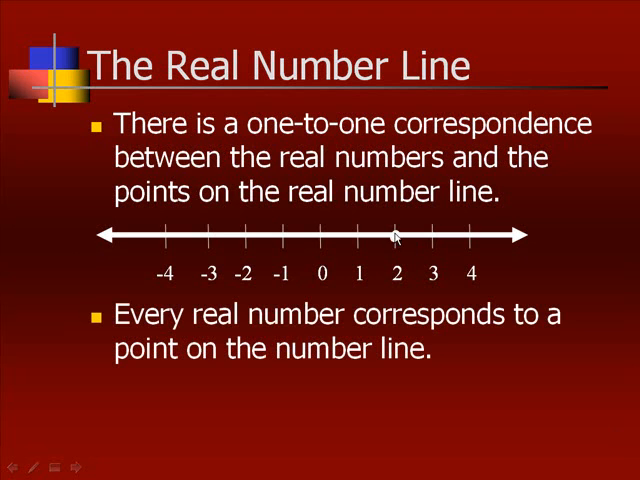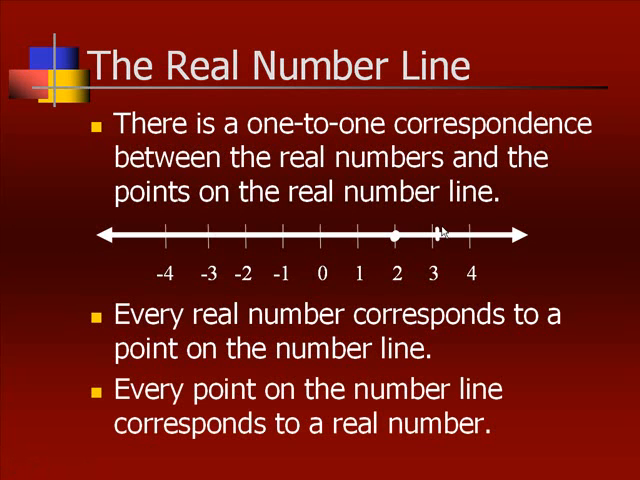People say, pi, what about pi? Where would pi go on the number line? Well, pi is 3.1415, so it's going to be somewhere right between 3 and 4, a little bit beyond the 3. Okay? The one-to-one correspondence also means that every point on the number line corresponds to a real number. So if I pick this point right here on the number line, then I should be able to pull off the real number that it corresponds to.